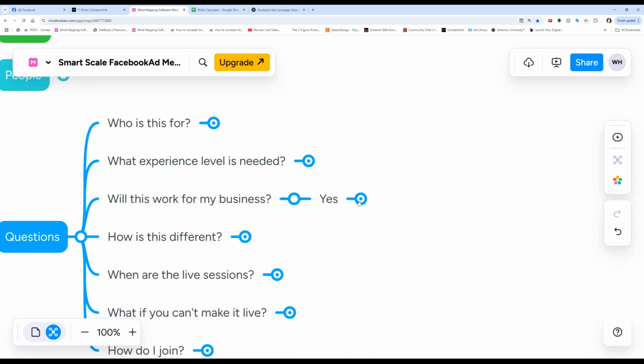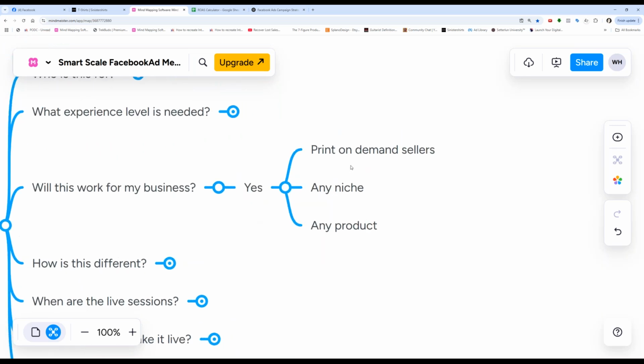Will this work for my business? The short answer, yes. It's for print-on-demand sellers in any niche with any product. It doesn't matter what it is. The method doesn't depend on a specific product at all or a specific niche.